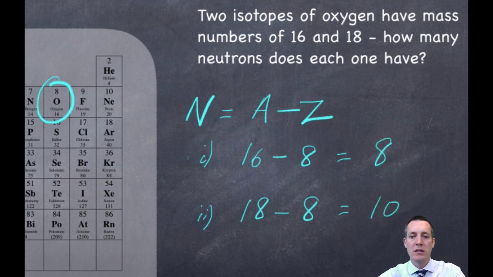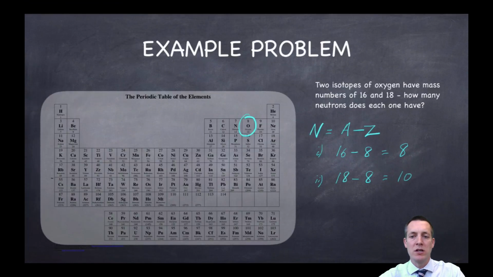So again, highlighting the fact that these isotopes of oxygen have the same number of protons, same atomic numbers, but different numbers of neutrons, which leads us to these different mass numbers.